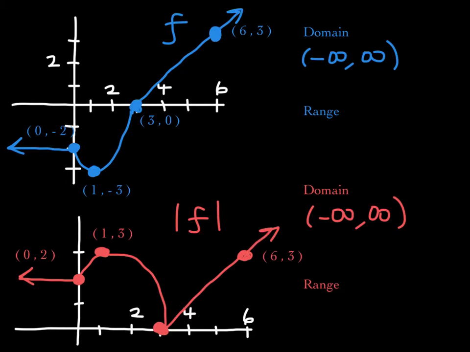The range for f, you go from the minimum, and the minimum happens to be -3. And so you go from the minimum to the maximum. There is no maximum because it goes infinitely high. So the range for f of x is -3 to positive infinity. However, for the absolute value of f of x, the minimum here is 0. 0 all the way up to positive infinity. So from 0, write it down here, all the way to positive infinity.